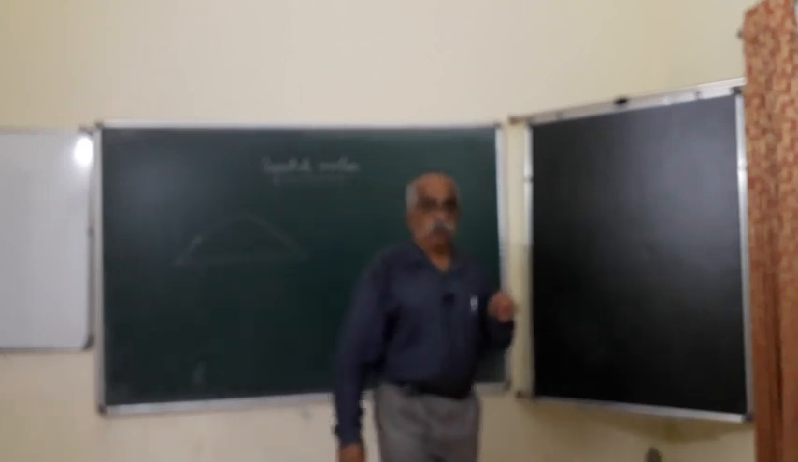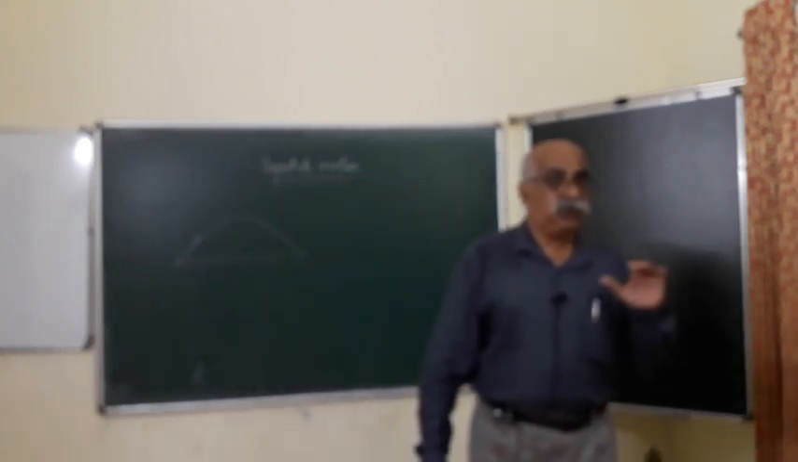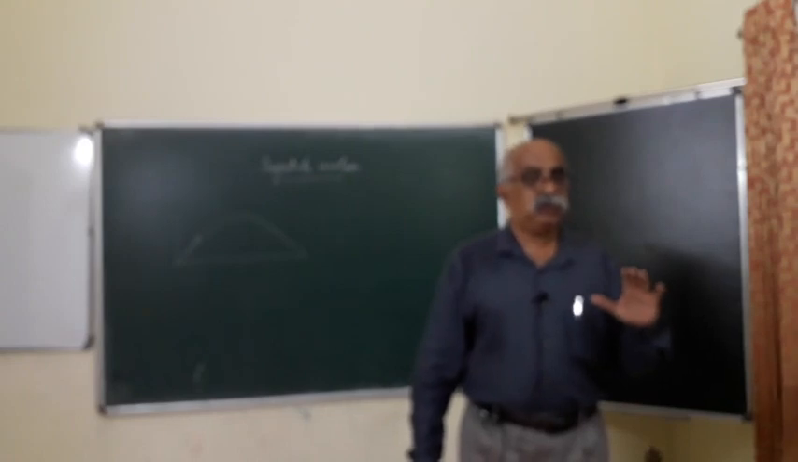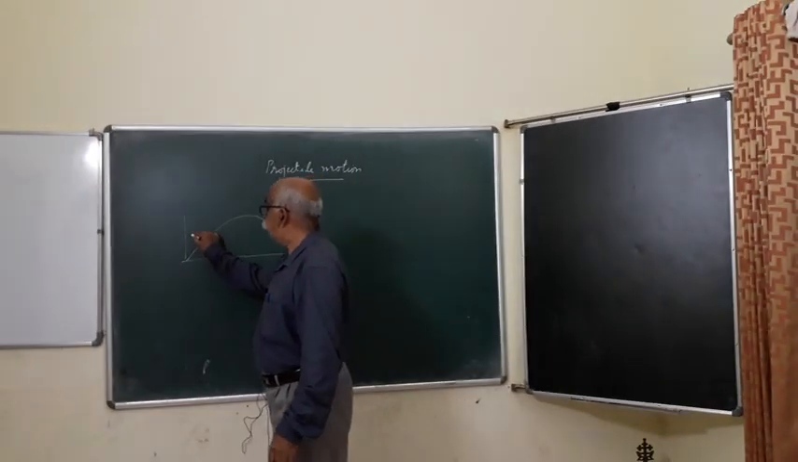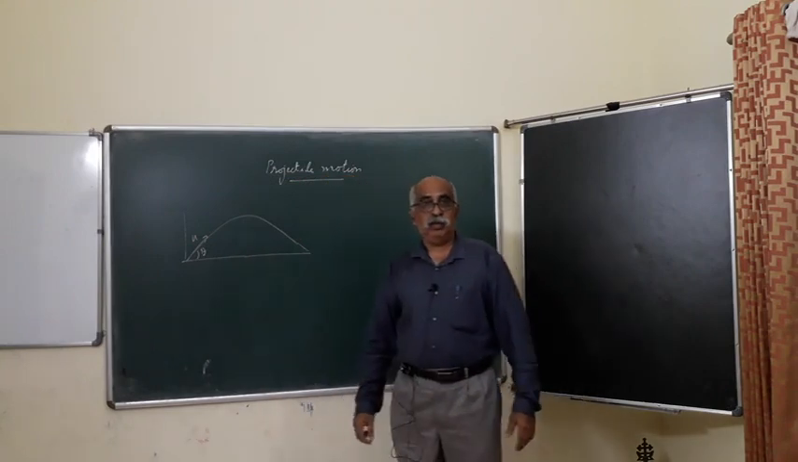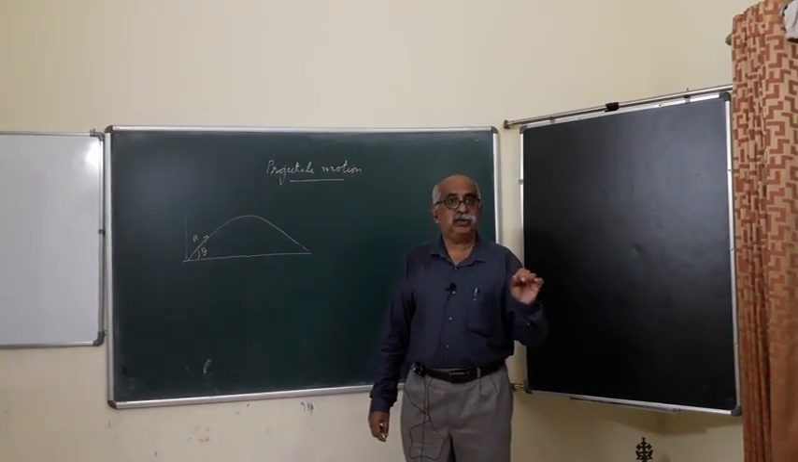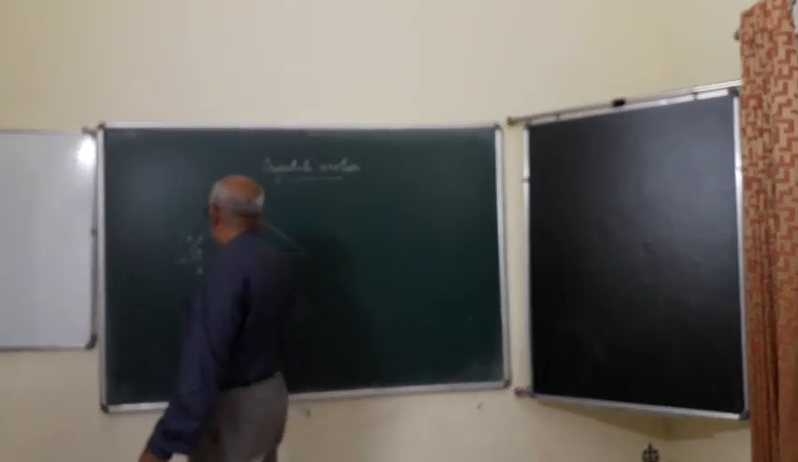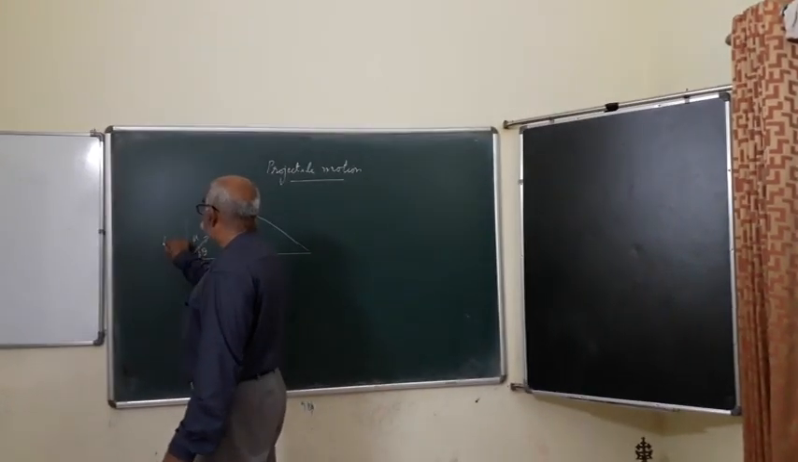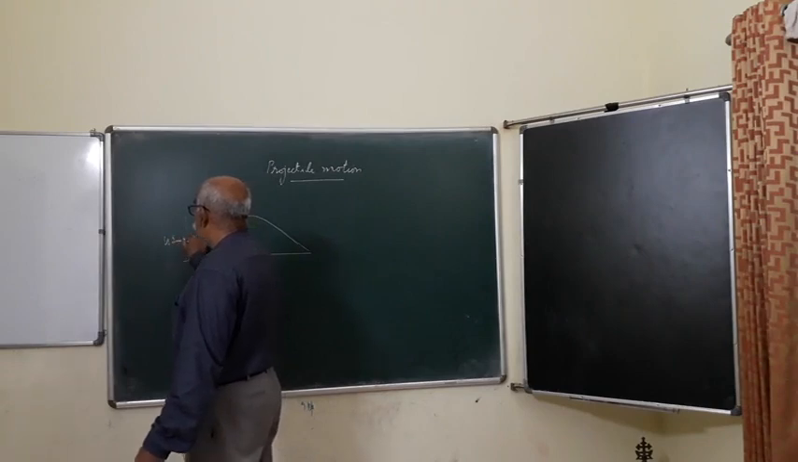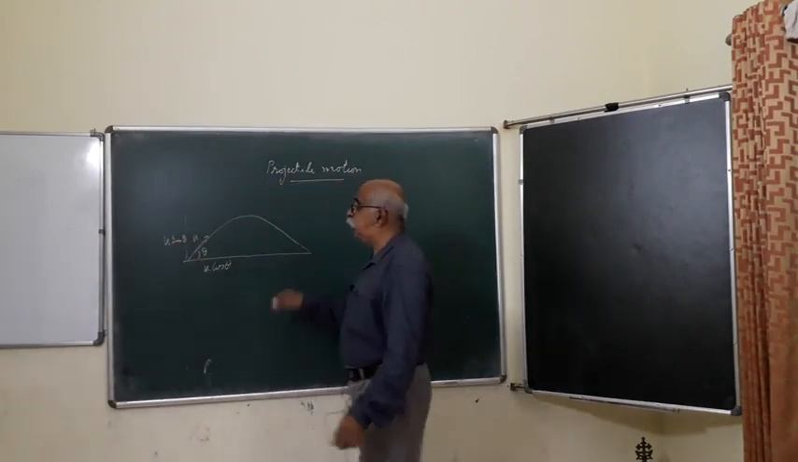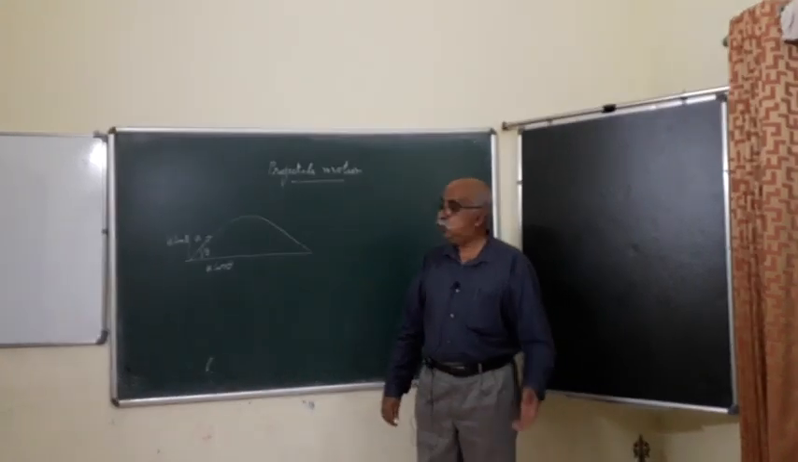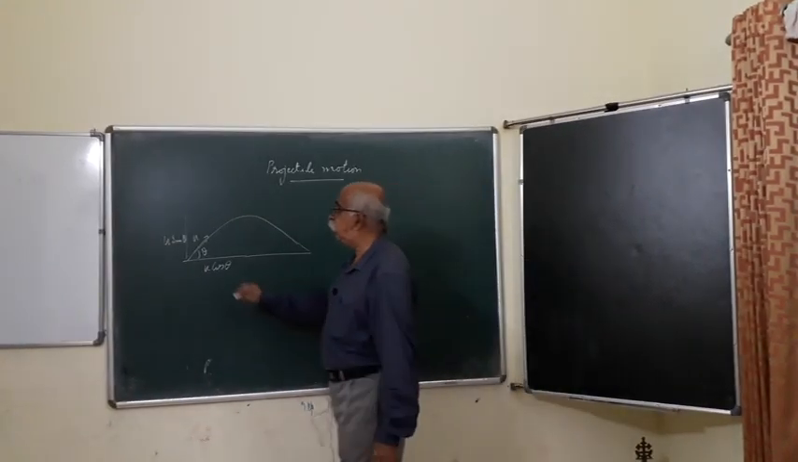Let us consider an object projected into space with an initial velocity u, making an angle theta with the horizontal. This initial velocity can be resolved into two components, u cos theta and u sin theta, where u cos theta is the horizontal component of the velocity and u sin theta is the vertical component of the velocity.